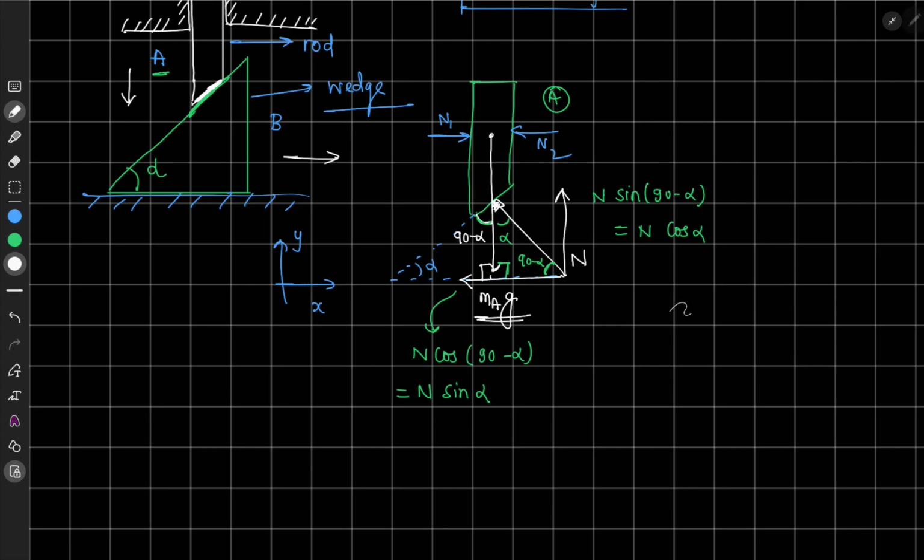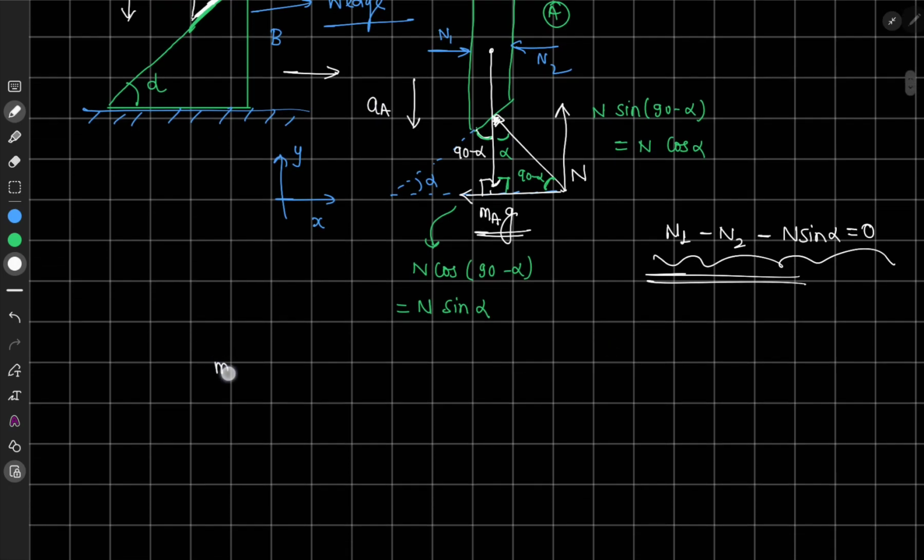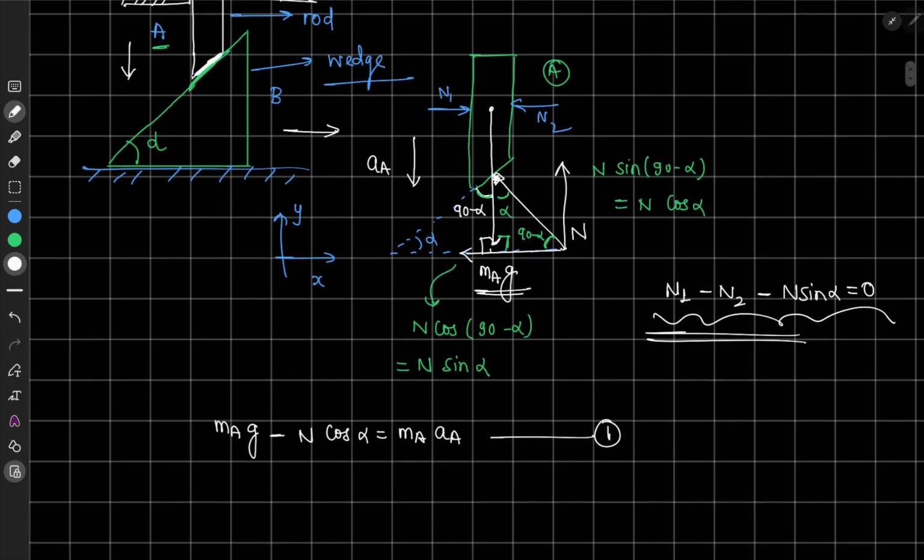Now if we balance the forces in the horizontal and the vertical direction, in the horizontal direction we can directly write N1 minus N2 minus N times sin alpha is equal to 0. In this expression there is no acceleration involved, so it is not of use. This body is moving in the downward direction with the acceleration a_A. So we can write m_A times g minus N times cos alpha is equal to m_A times a_A. This is our first equation corresponding to the FBD of rod A.